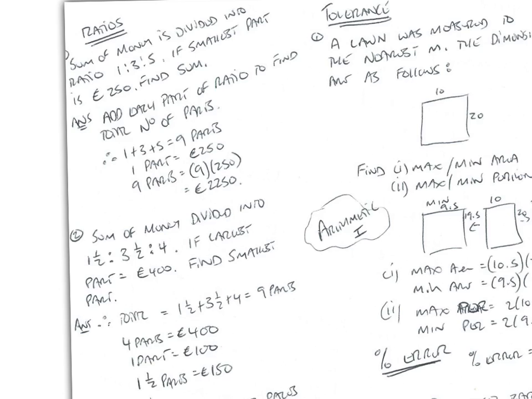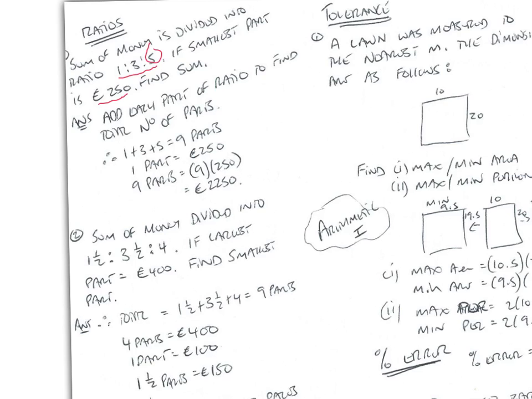A sum of money is divided into the ratio 1 is to 3 is to 5. If the smallest part is €250, find the sum of money. Because the sum of money has been divided into 3 people, one person got 1 part, the second person got 3 parts, and the third person got 5 parts of that sum of money.